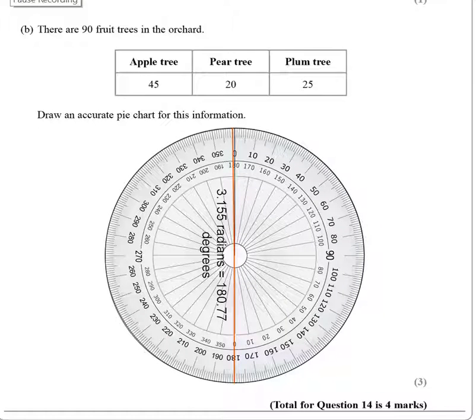Right, Matt, this is explanation 1, and this is on the pie chart question. You were right in what you had. You realised that 45 was half of 90, so that's 180 degrees. But what you must show is how you worked out what the other trees equaled in degrees. And you do this by adding up 45, 20 and 25 to get 90.